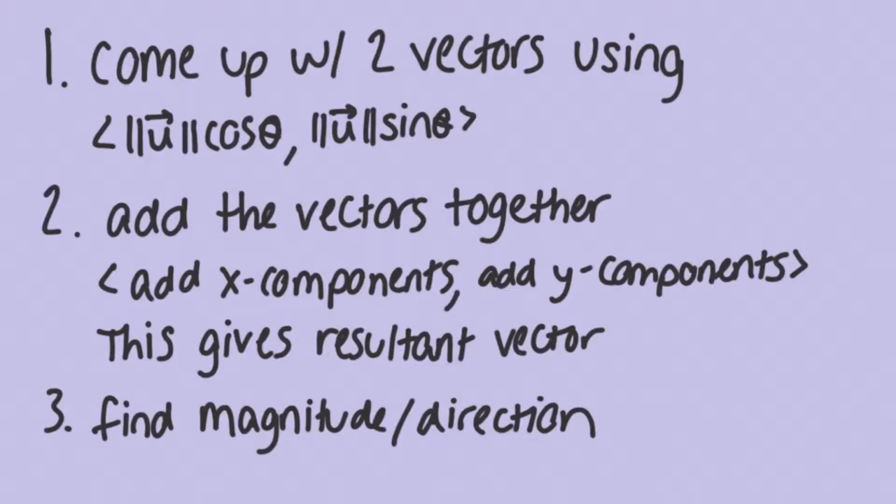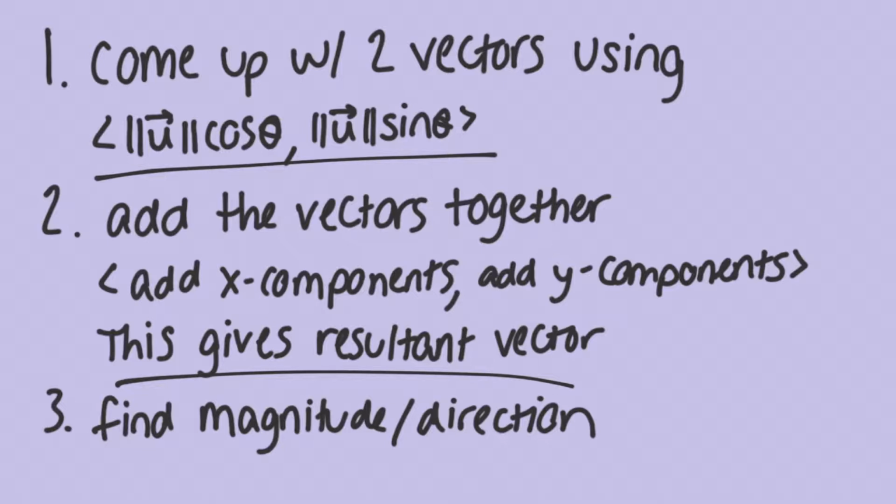Solving vector word problems can be really difficult. So I wrote out some steps that a lot of the navigation word problems will follow. And hopefully if you can keep these steps in mind, it'll make the process a little bit easier. Usually you want to start by coming up with two vectors using this formula. And then you want to try to add the two vectors together. And then depending on what the question's asking, oftentimes it's asking for the magnitude or direction.